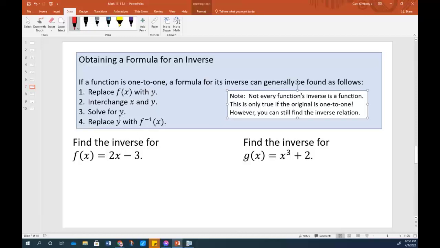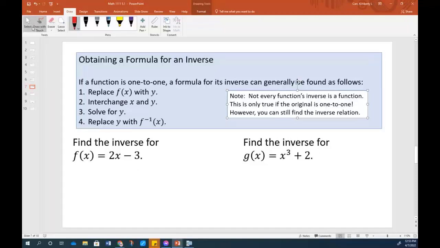We would just leave it with a y, unless we know it's a function. And we do read this f inverse. I know it looks like f to the -1, but this is not raising anything to a power. It's just a notation to say this is a function, and it is kind of the reverse of the first one. So we read that f inverse.